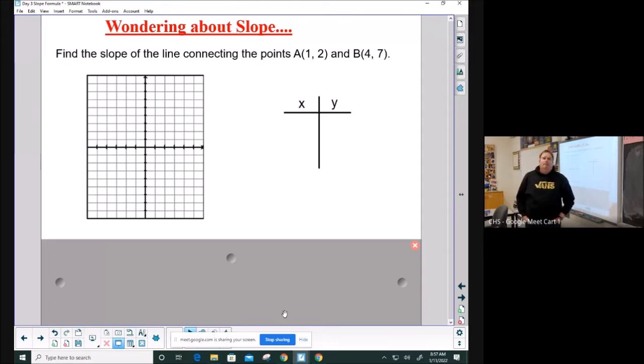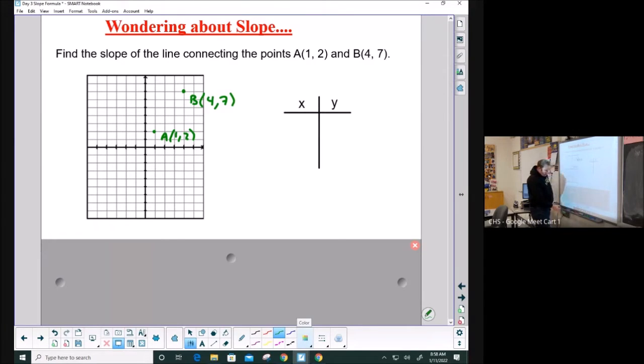All right, so if we look at this example, it says find the slope of the line connecting the points A, which is (1, 2), and B, which is (4, 7). So I'm gonna start by just plotting those two points. So (1, 2) is right here, and (4, 7): 1, 2, 3, 4, 1, 2, 3, 4, 5, 6, 7 is right there. That's B, and this is A. And if I drew a line connecting these, it looks something like this. Not bad, a little bit off. Better.